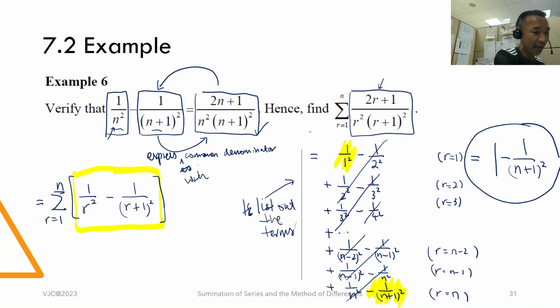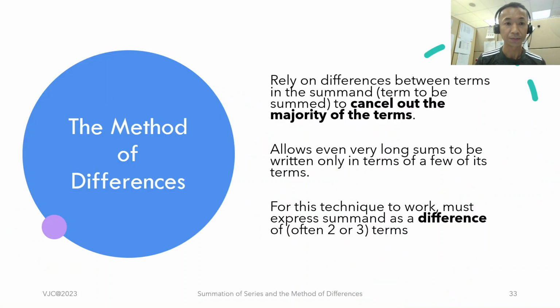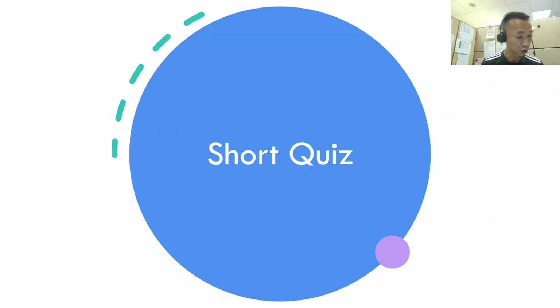So this example clearly illustrates how we use method of differences. I repeat, this is the essence of method of differences. You rely on the differences between two terms to cancel out the majority of terms, and of course, the summation must be expressed as a difference of 2 or 3 terms. So far, we've only seen 2 terms. In later examples, maybe we'll see 3 terms. You do a short quiz and we'll carry on.